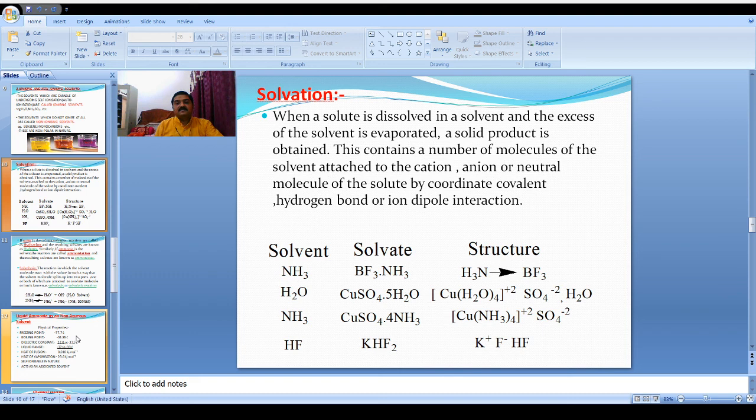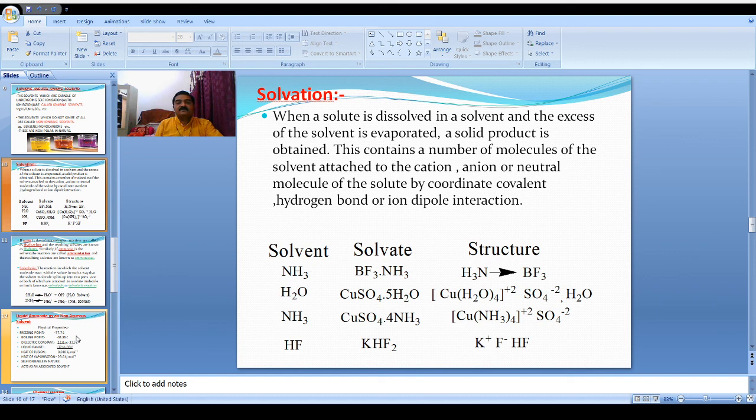Then covalent bond. The definition of covalent bond is the mutual sharing of the outermost orbital electrons. The examples are Cl2, Br2, F2. This is the formation of a covalent bond. And the third one is coordinate covalent bond.